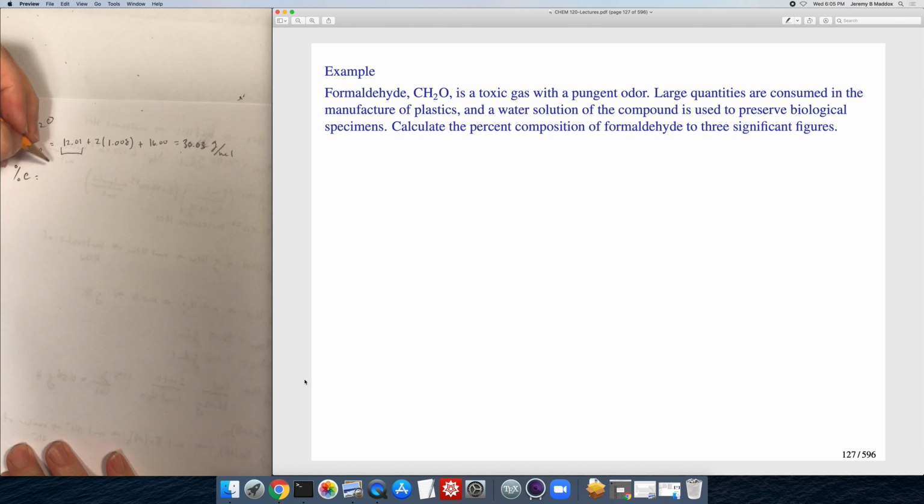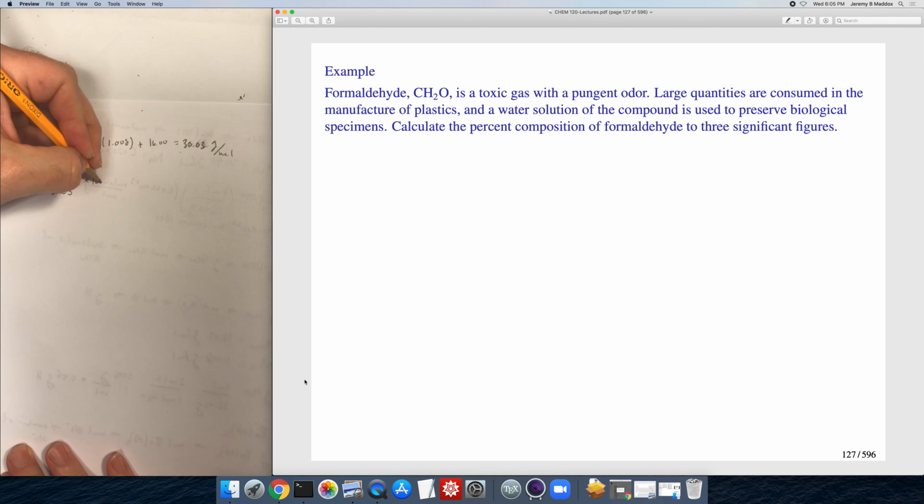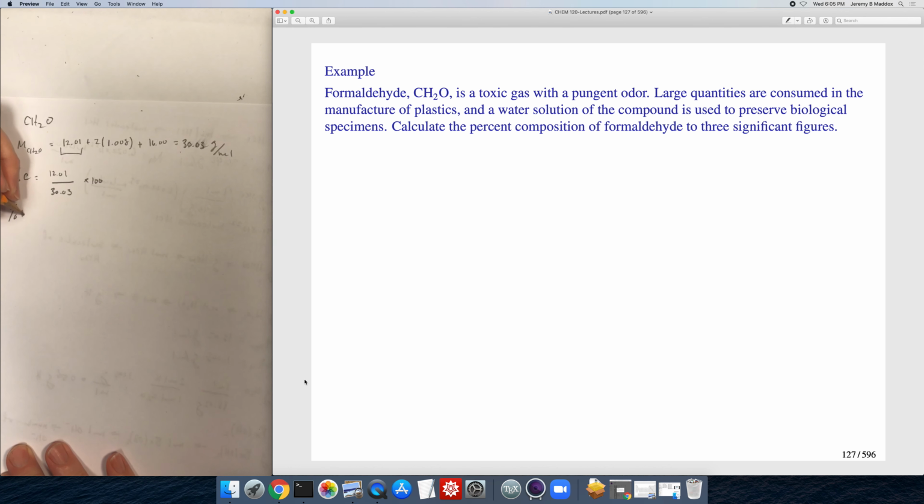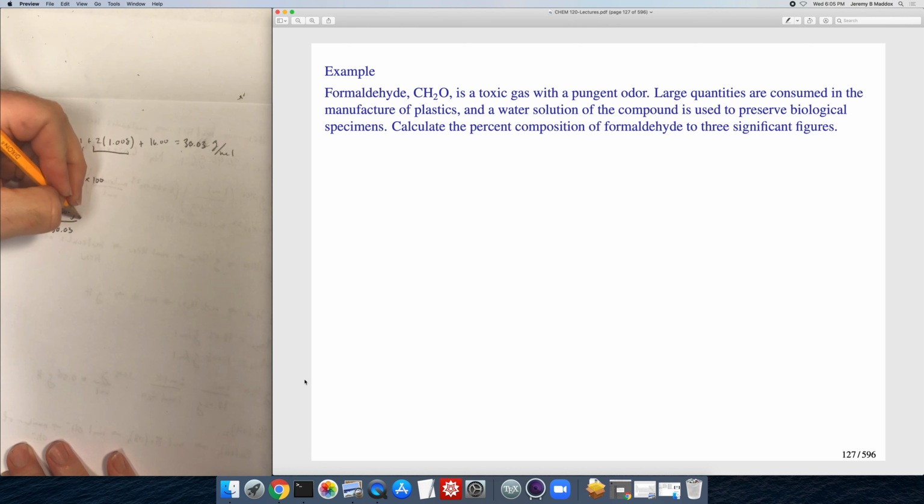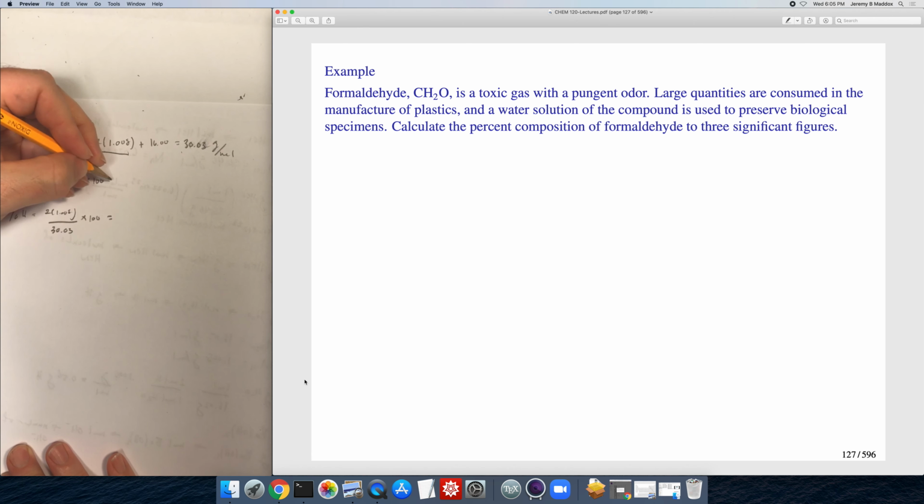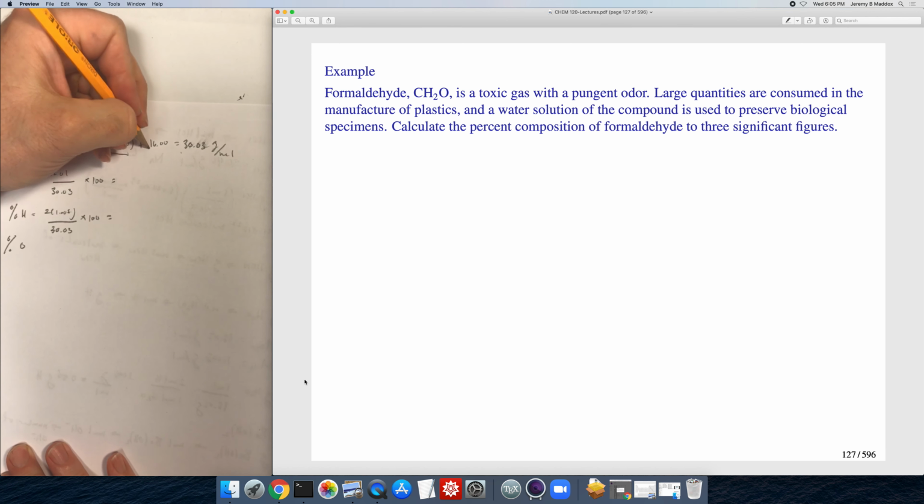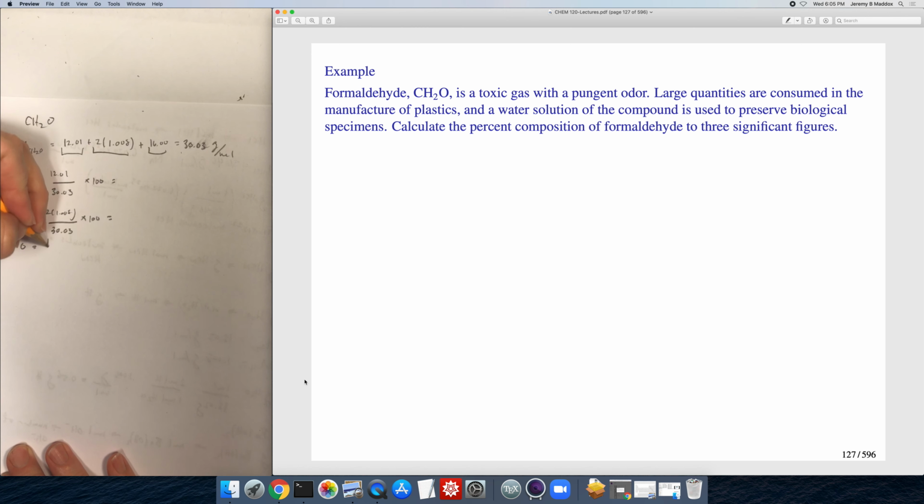Okay. And so what we'll do to get the percentage of carbon is we'll take this term here, the mass of carbon, 12.01, and divide that by the 30.03 and multiply that by 100. For the percent hydrogen, we'll take this term here, so 2 times 1.008 divided by the total, 30.03, multiply that by 100, and then we'll do the same thing for the oxygen. It's going to be 16 divided by 30.03 times 100.